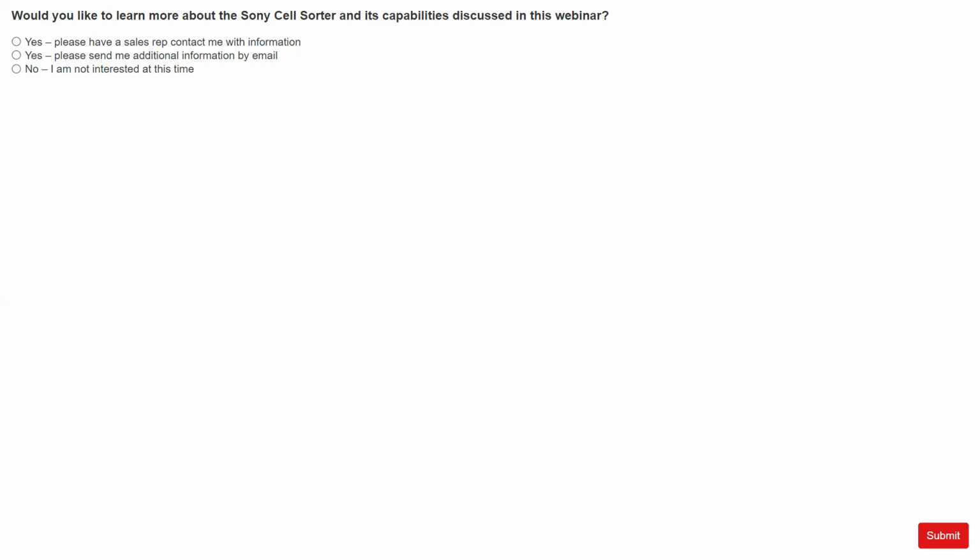Wonderful, thank you. All right, our next question, I believe, is for Min. That question says, how do you ensure the viability of cells or the integrity of nuclei when sorting samples with the SH800 cell sorter? Okay, that's the question. So in this case, we sorted the live cells, so we use a viability dye to exclude the dead cells.